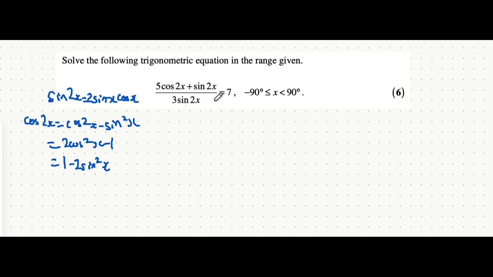What you can instead do is multiply both sides by 3 sine 2x, and that'll make it so that the left hand side will be left just with that numerator, 5 cos 2x plus sine 2x, whereas the right hand side will be 7 times 3 sine 2x, so that's 21 sine 2x.